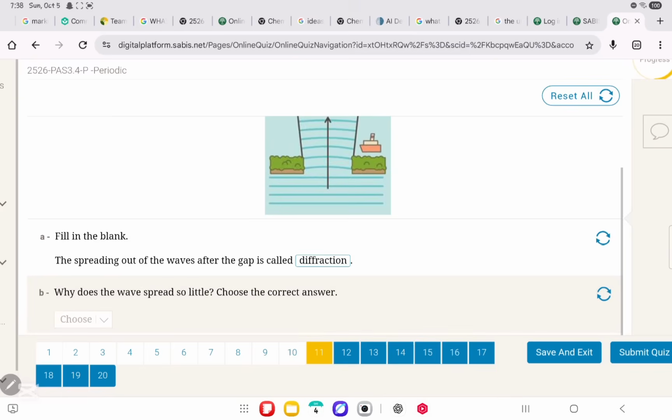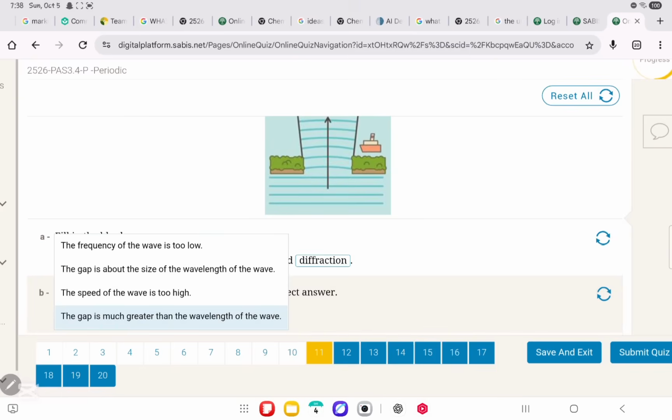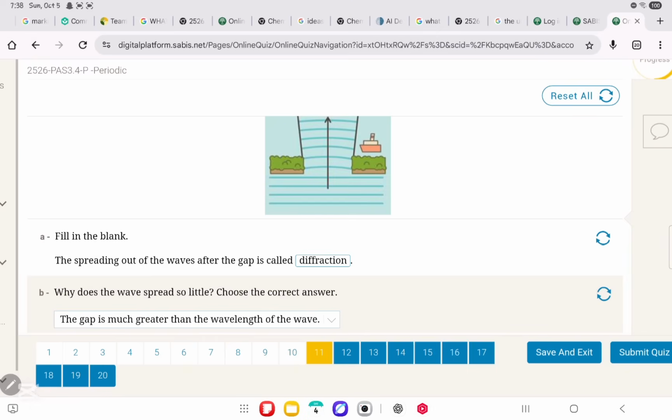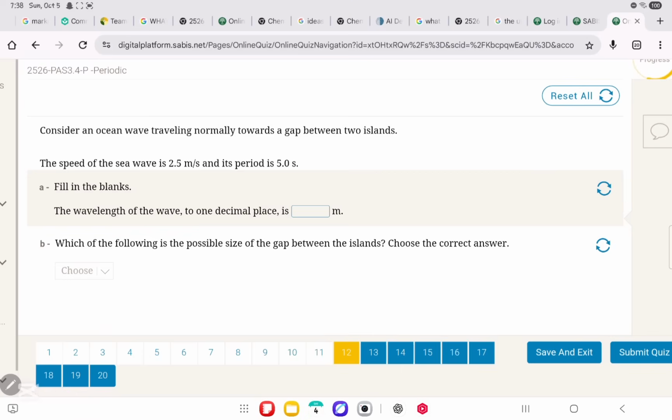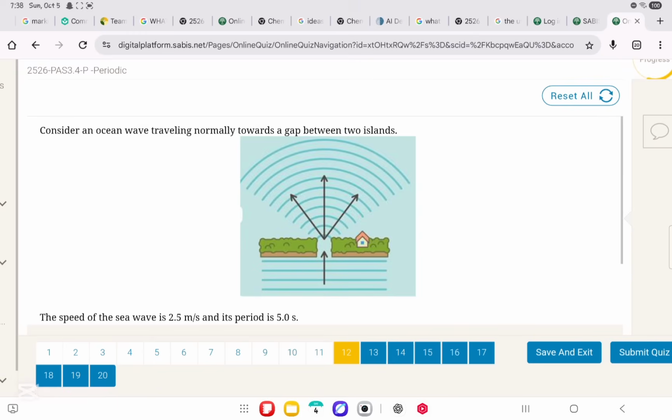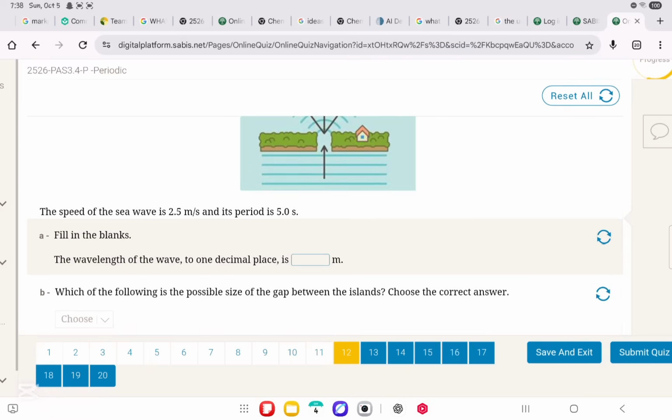Okay, so in this scenario, it spreads so little because the gap is much greater than the wavelength of the wave. We'll move on to question number 12. What does it say? An ocean wave traveling normally towards a gap between two islands. The speed of the sea wave is 2.5 meters per second.